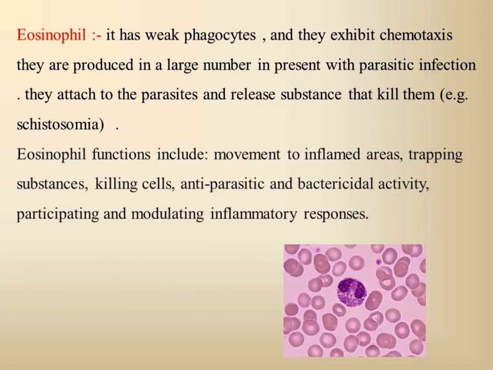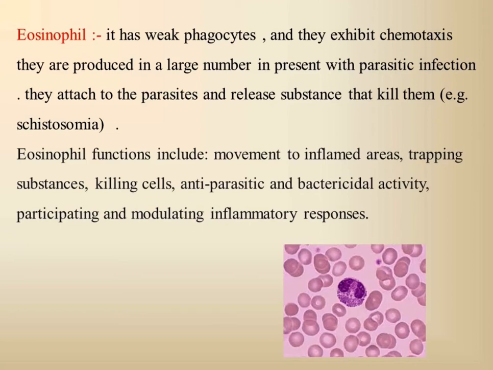The second type of white blood cell is called eosinophil. This type of white blood cell has weak phagocytosis. We must focus on this term. It has weak phagocytosis, different from the neutrophil, which has high-power phagocytosis.